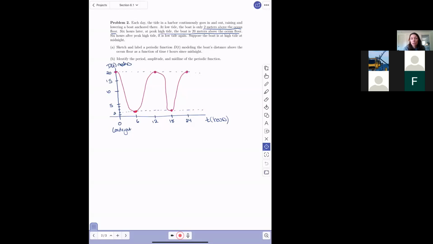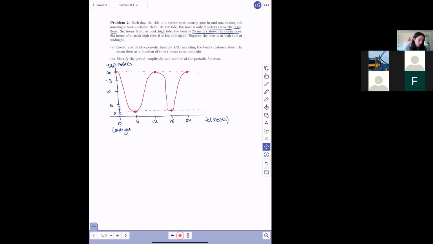And then from there, it's a periodic function. So 6 hours later, we're going to be at high tide again. So we go all the way back up to high tide, and we're at 20 meters. And then 6 hours after high tide, we'll be at low tide. So at hour 18, we'll be at low tide, which is 2 meters. And then 6 hours later, again, we'll be at 24 hours and 20 meters at high tide. Does that make sense? Yeah, thank you.